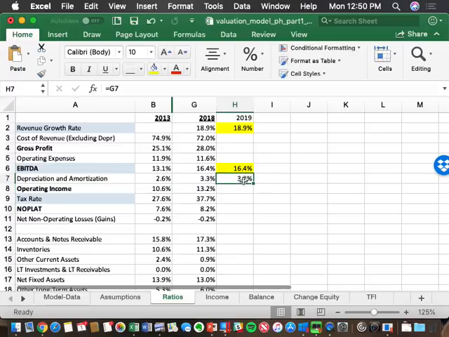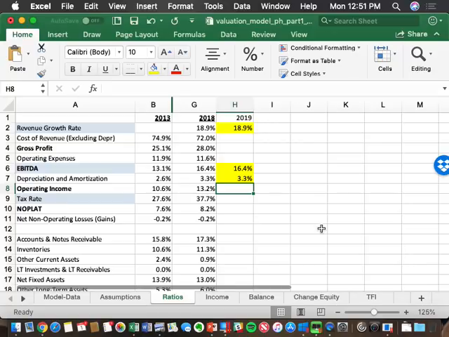So H7 equals G7, make it yellow, which leads to our next line item, operating income or EBIT. So here's the thing. Because I forecasted EBITDA and depreciation, I've essentially forecasted operating income or EBIT. All right, I don't really need to create a third forecast because it's dependent on the two above.